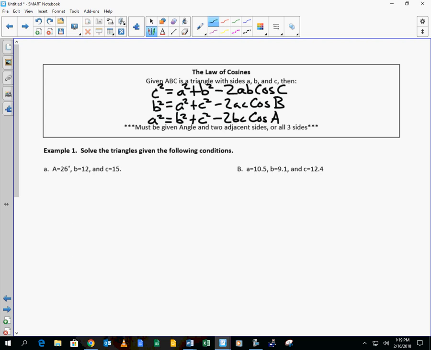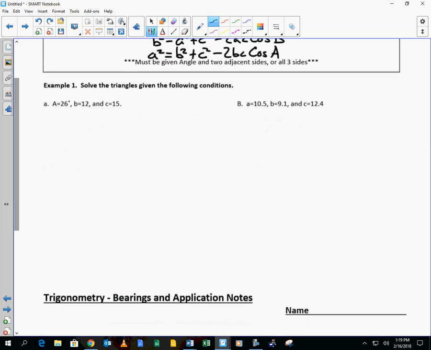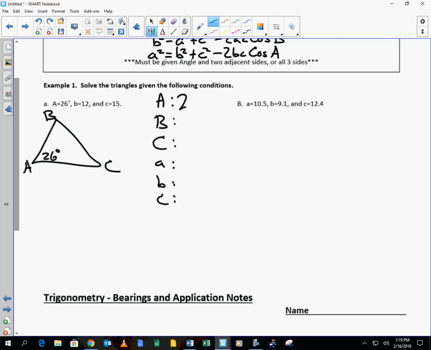The law of cosines is super awesome and powerful, and we love it. We can use it to solve for triangles. Here's our triangle, A, B, C. Angle A is 26 degrees. Side B is 12. Side C is 15.